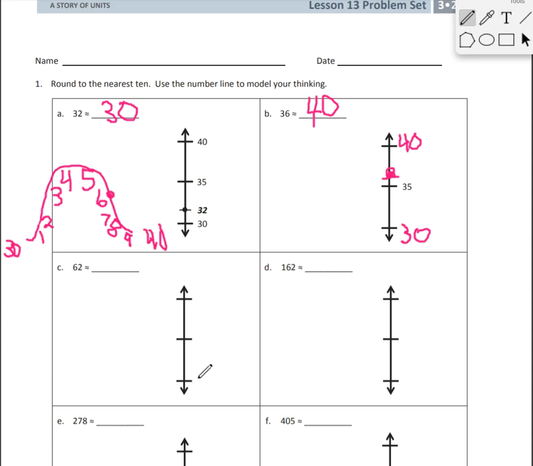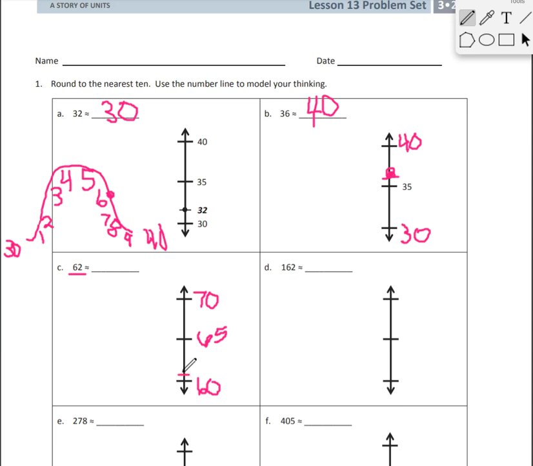Let's take a look at 62. My first step is to label my numbers. You always start with the 10 that your first number begins with. I would not start here with 50, because if I started with 50, this would be 50 and that would be 60. 62 wouldn't even fit on my number line. So here's 60. Here's 70. Always start with the 10 that's right here. So if this was an 8, we'd start with an 80. If it was a 9, we'd start with a 90. Don't go beneath it. Stay where it is. This number in the middle, right in between, that's 65.